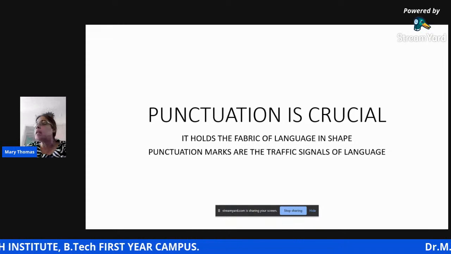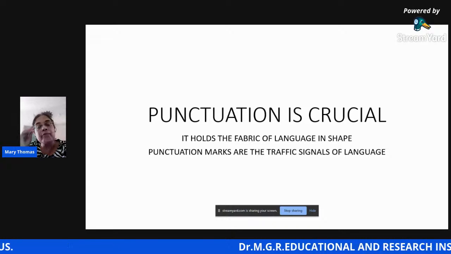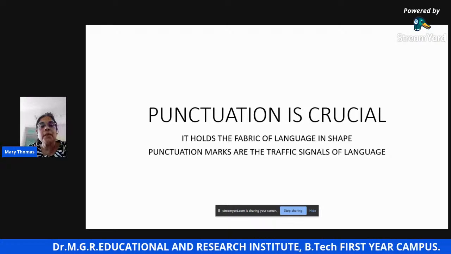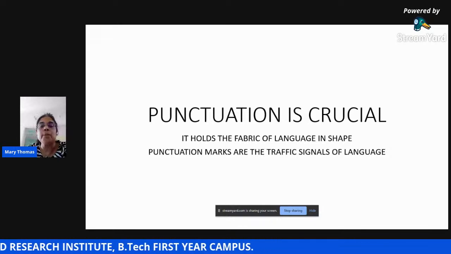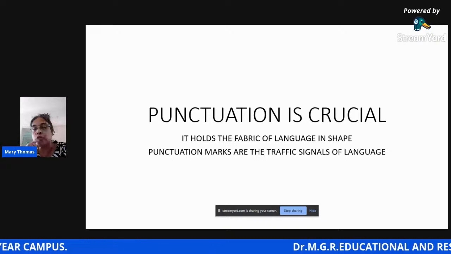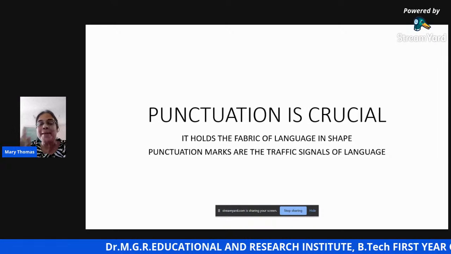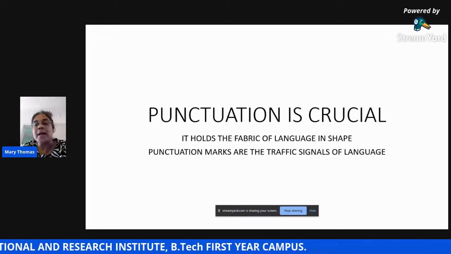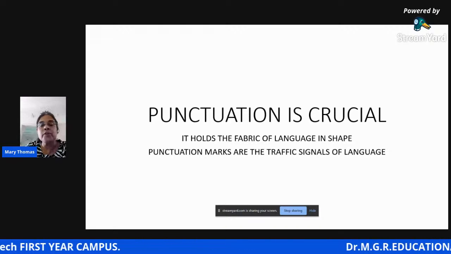Okay, like I have said in the second slide, punctuation is crucial. And what is the definition of punctuation? All right. And so Lynne Truss says that punctuation holds the fabric of language in shape. Punctuation marks are the traffic signals of language. All right. In the title, you don't have to put a punctuation. That is why I don't have punctuation marks in the titles. So it holds the fabric of language in shape, and it marks the language like traffic signals.